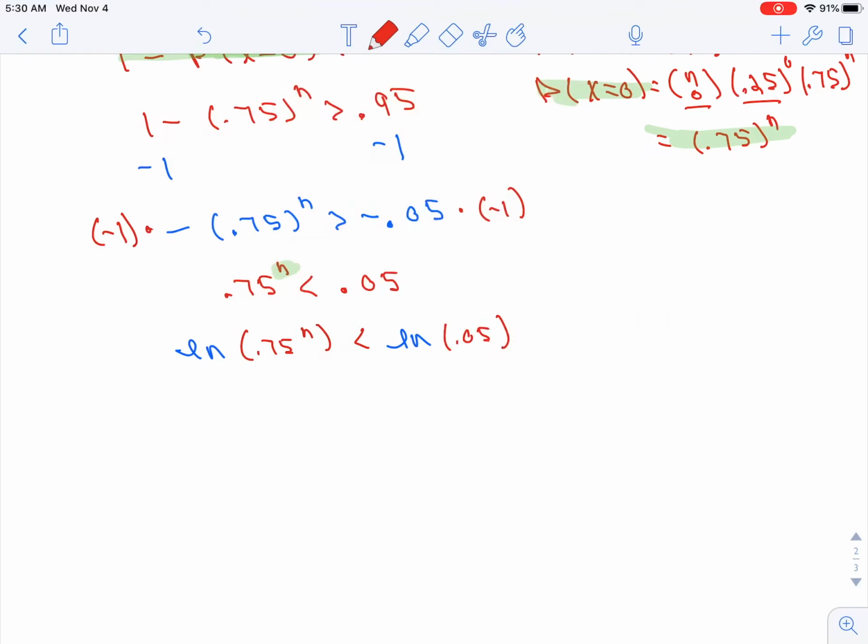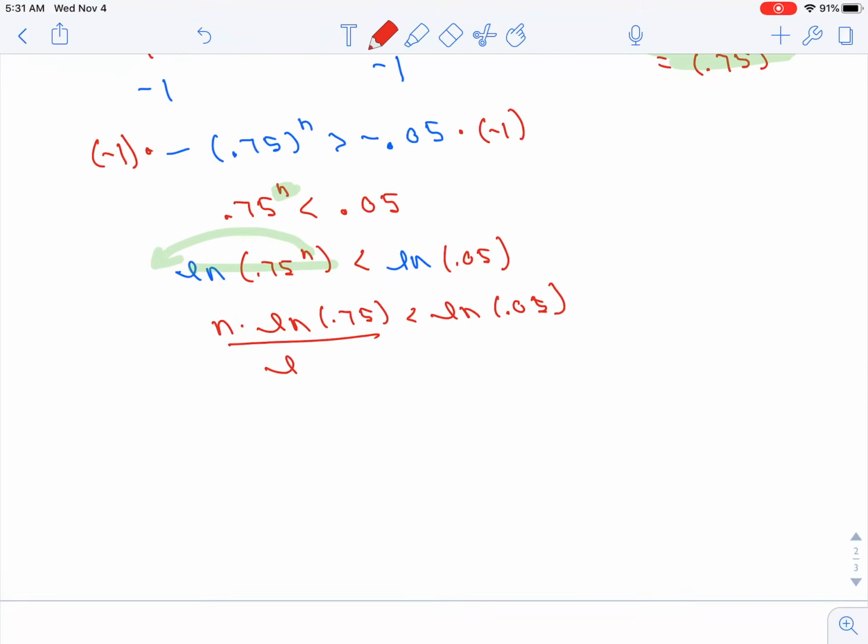On the left-hand side, if we use that rule that says we can bring the exponent in front, this is going to turn into n times the natural log of 0.75 is less than the natural log of 0.05. And then we're going to divide both sides by the natural log of 0.75. Now remember again, whenever you multiply or divide an inequality by anything, you have to be careful about whether you're multiplying or dividing by a negative. It turns out that this is a negative number, right? You can put that into your calculator. Just type in ln of 0.75. You'll see it's negative. So that means we're going to have to switch the inequality sign. These divide out. So it becomes greater than.